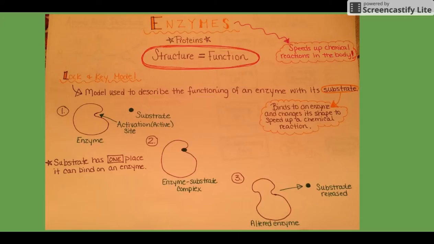It has a complex, so an enzyme-substrate complex, which then speeds up the chemical reaction, and then the enzyme is altered, and then the substrate is released. And so this process is pretty complex, but that's the simple model of what's used to describe how the enzyme and substrate kind of work together.